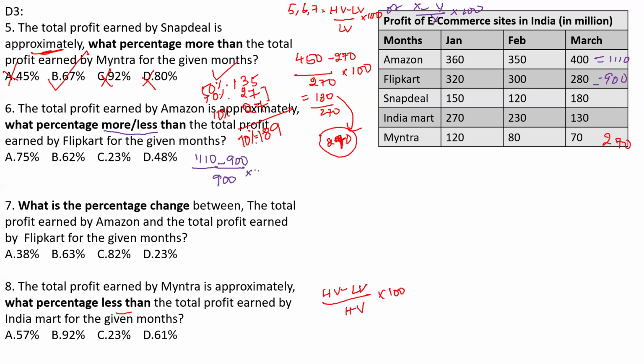900 into 100. So first, you just need to find the difference. 1110 minus 900, you will get 210. So 210 divided by 900 into 100. For this 900, half of 900 would be around 450, right? But the answer you want is 210. So again, just check for 25% now.